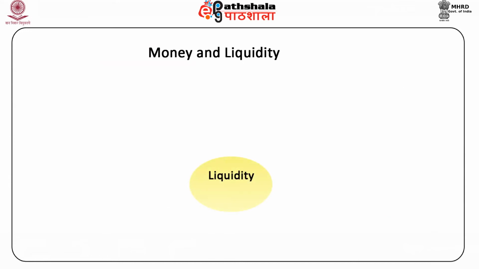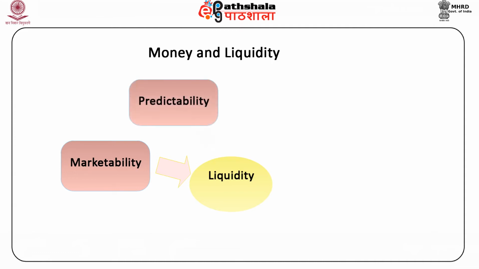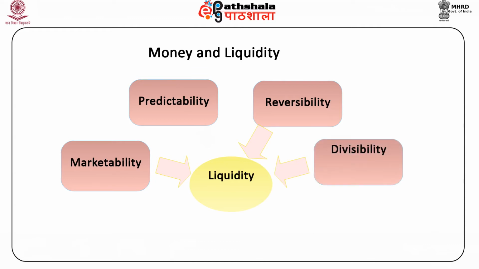Liquidity of an asset refers to the ease with which it can be converted into a medium of exchange. It is a collection of the four characteristics which include: A. Marketability, which implies ready acceptability in exchange for goods and services. B. Predictability, which is being able to anticipate its value in exchange. C. Reversibility, which is when value in receipts and payments are the same. D. Divisibility, which is denominating in the smallest unit. Since money possesses all these characteristics, it is perfectly liquid.